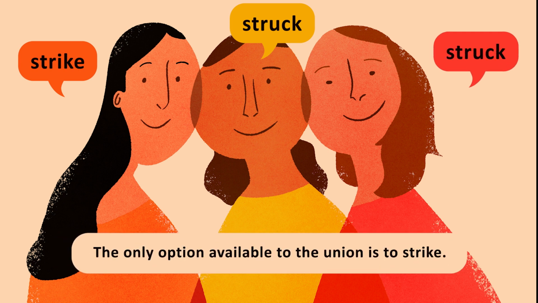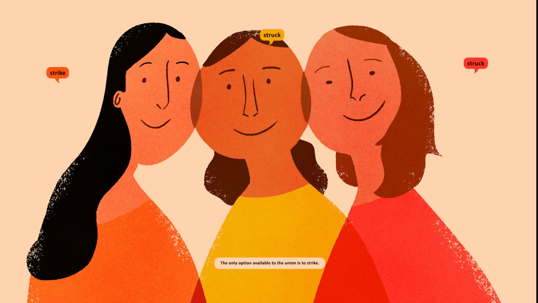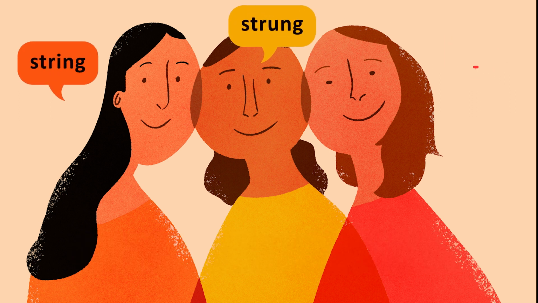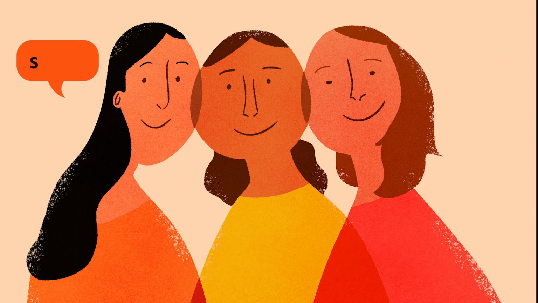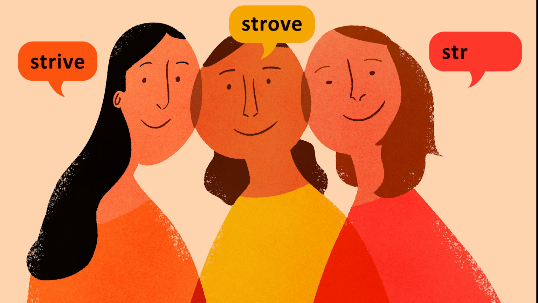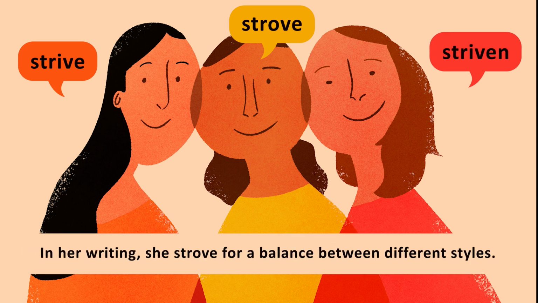The only option available to the union is to strike. First, you need to learn how to string and tune your guitar. In her writing, she strove for a balance between different styles.